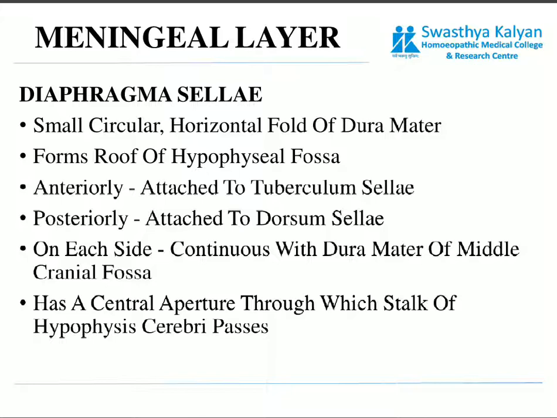Diaphragma sellae is another fold of the dura mater. It is small, circular, a horizontal fold, and it forms the roof of the hypophyseal fossa, where the hypophysis cerebri is present, anteriorly attached to the tuberculum sellae and posteriorly attached to the dorsum sellae. On each side, it is continuous with the dura mater of the middle cranial fossa, and it has a central aperture through which the stalk of the hypophysis cerebri passes to reach the third ventricle of the brain.